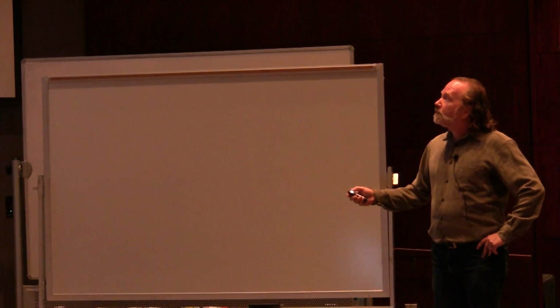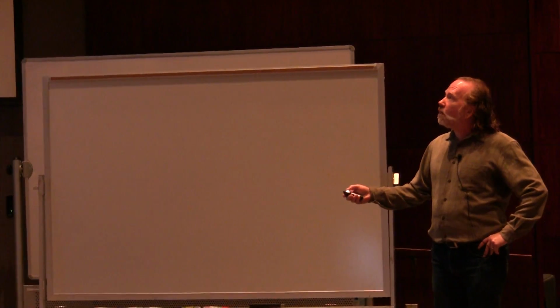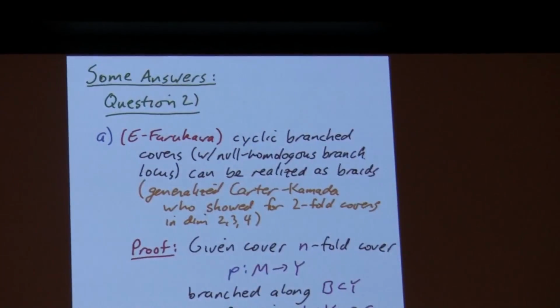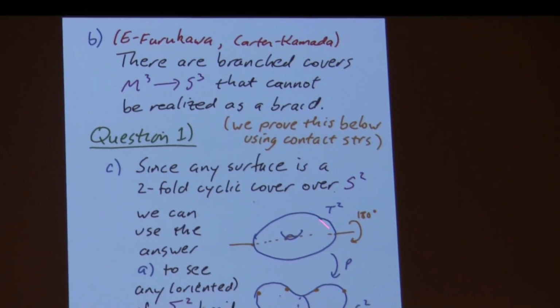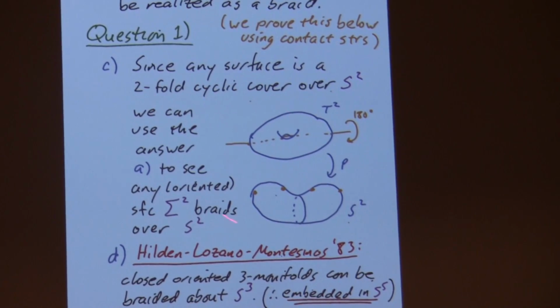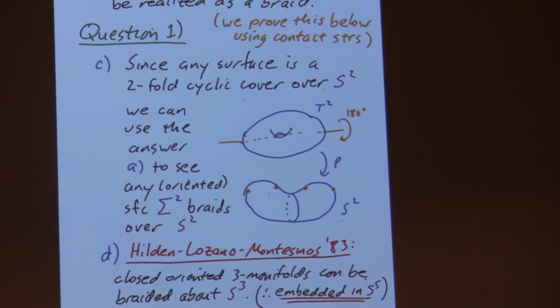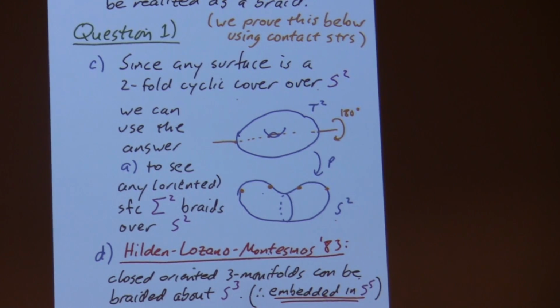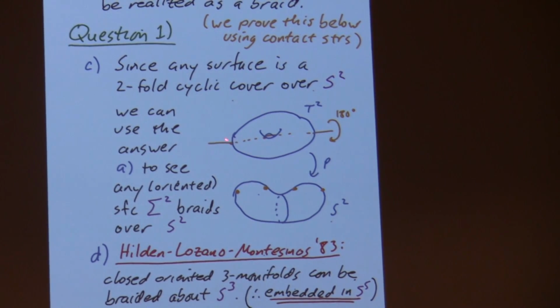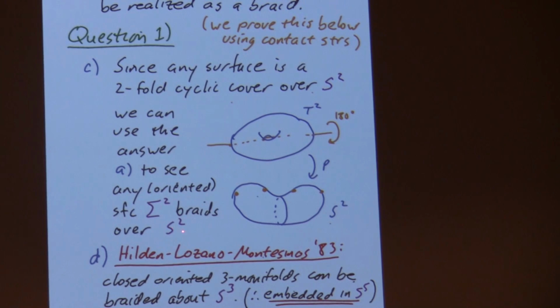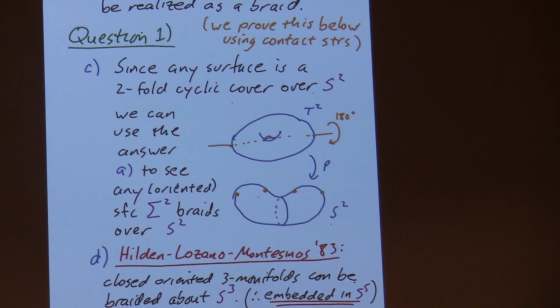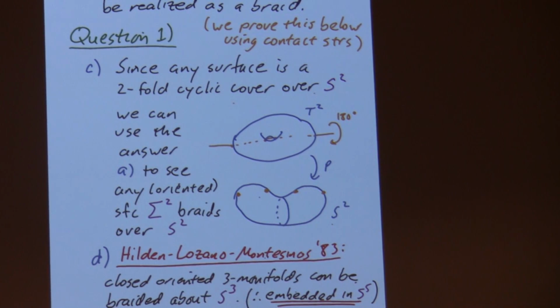OK, good. So question 1, so remember question 1 was which manifolds M can be braided about which manifolds Y. Well, once you know that cyclic covers can be braided, can be part of a braiding, then it's very easy to show that any surface is braided about S2. Just because any surface, you have this hyperelliptic involution that realizes it as a two-fold cyclic cover over the sphere, and therefore you can braid it from the previous results.